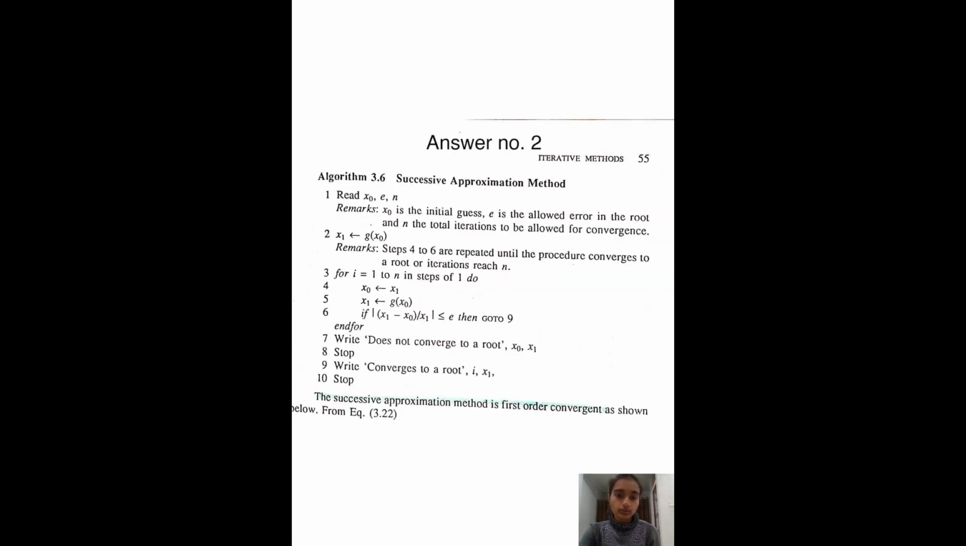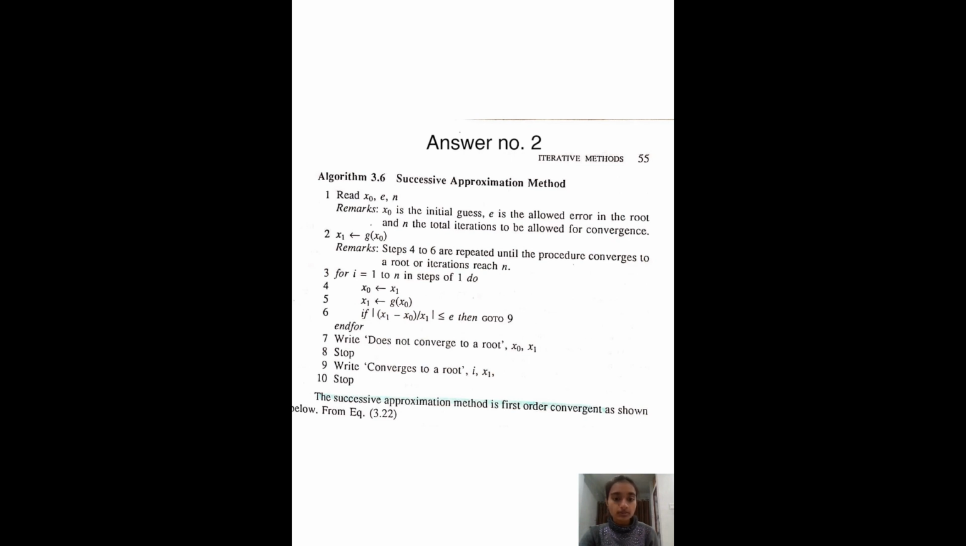Now we have to solve question number 2. Here we have to write an algorithm for finding the square root of 12 using the fixed point iteration method. So here is our algorithm. Firstly, we have to read x0, e and n. Here x0 is the initial guess, e is the error of the root, and n is the total number of iterations for our convergence. Now the second step is x1 is g of x0.